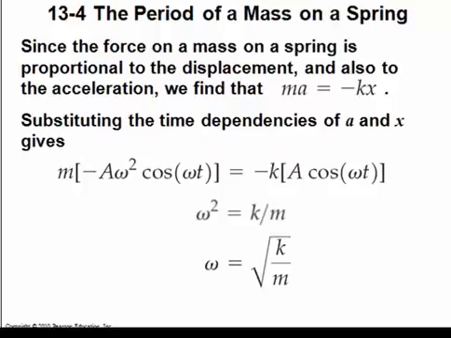Since the force on a mass on a spring is proportional to its displacement, and also to acceleration, it turns out that there's a relationship between omega, the spring constant, and m. Omega squared is equal to k over m.